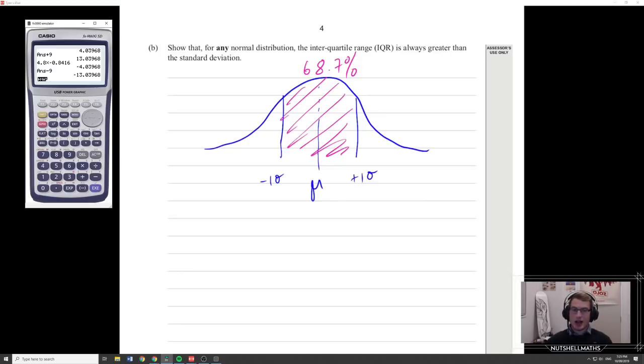It's like I lay out all my data, I grab the middle 68%, I find what those values are, and that's my standard deviation.